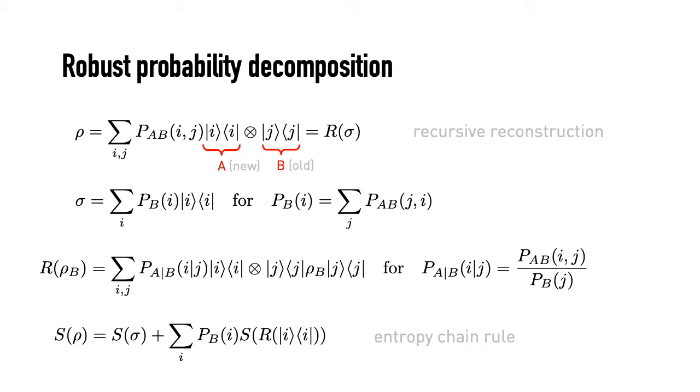We can then imagine applying this decomposition recursively if A is one bit and B is all the previous bits, and we can continue by splitting off one bit from B to define a new A subsystem, and then applying this decomposition to σ. If the conditional probabilities are efficiently computable, then we can efficiently sample this state and sample its entropy using the entropy chain rule.